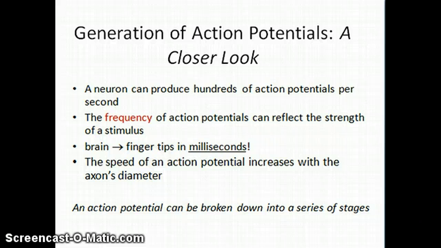Another factor to consider when we're looking at the structure of a neuron is that the greater the diameter of the axon, the greater the speed of the action potential. So it's going to occur much more quickly the larger our neuron's axon is.